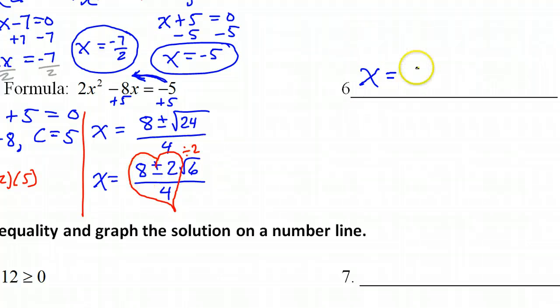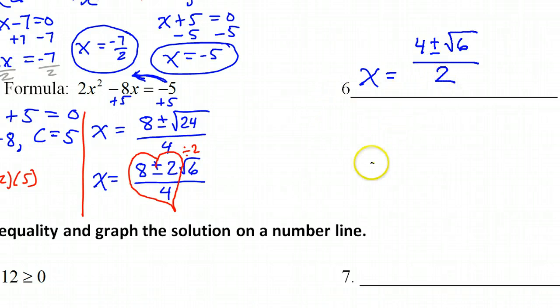So that 8, I'm dividing by 2, so I'm going to have 4 plus or minus. Now these 2's sort of cancel out. 2 divided by 2 is 1, so I'm just going to put radical 6. And 4 divided by 2 is 2. So there you go. That's your final answer.